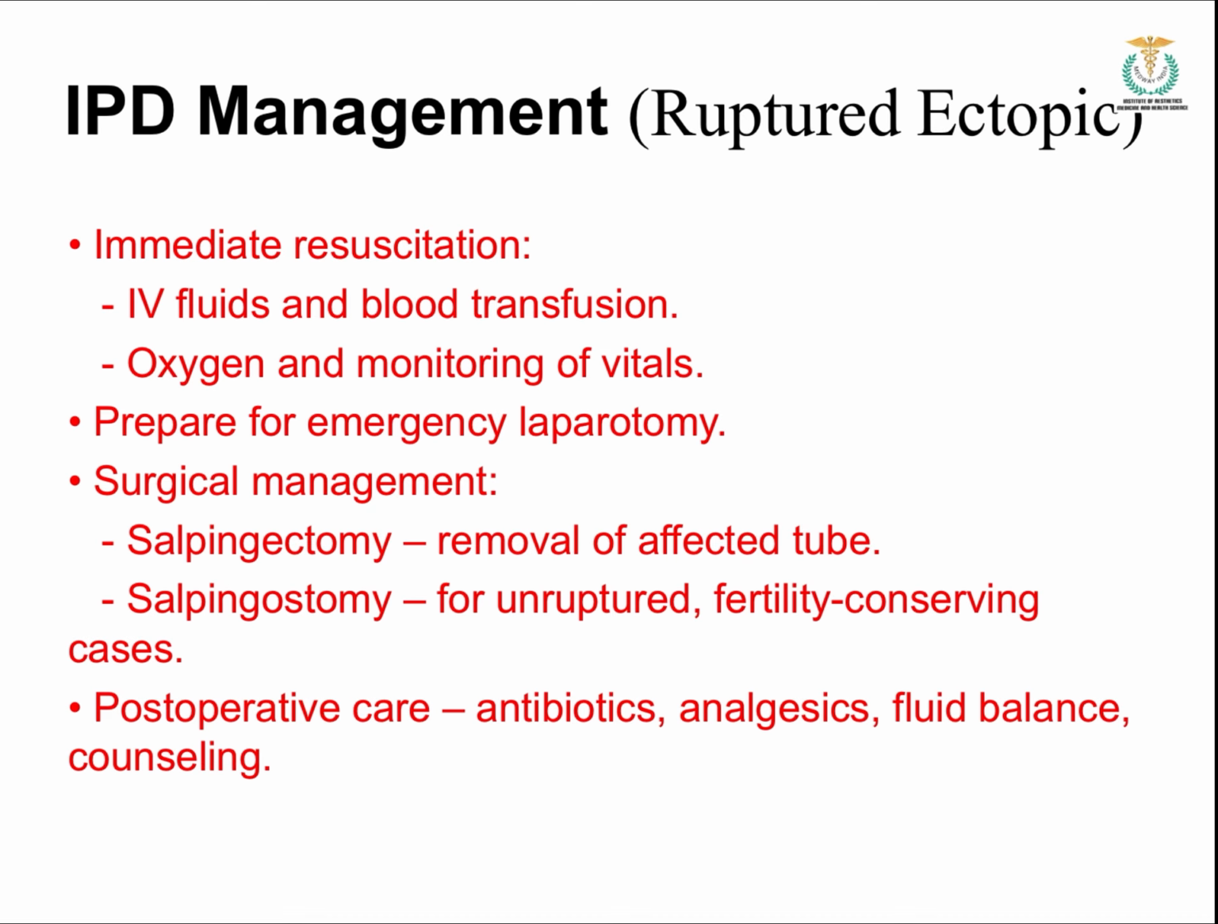If the patient is unstable, perform emergency laparotomy, midline or Pfannenstiel depending on the surgeon. Evacuate the hemoperitoneum and control the bleeding. The surgical options are salpingectomy, that is the removal of the affected tube, which is common for ruptured, badly damaged tubes. Next, you can go for salpingostomy, that is incision and removal of the pregnancy while preserving the tube. Consider it if fertility preservation is a priority and the contralateral tube is normal.